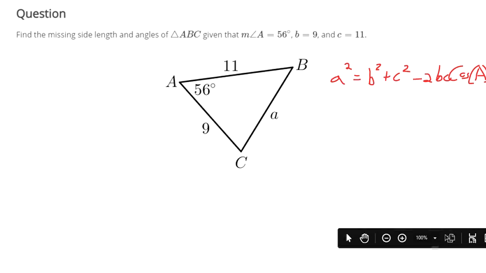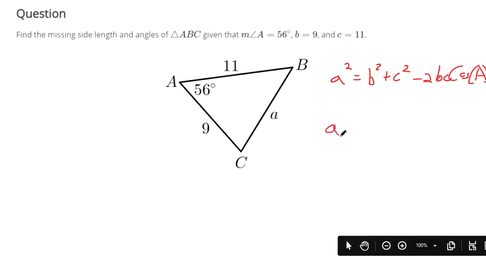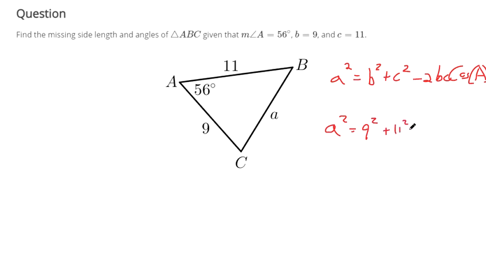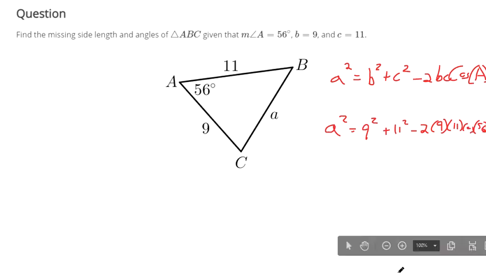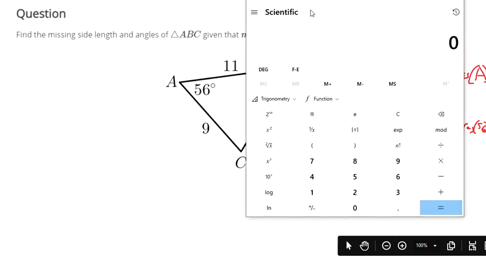Okay, I think that's everything we need. So a is something we don't know. b is 9, c is 11, minus 2 times b times c. Cosine of A, we have 56. So when I punch this in my calculator, it says cosine 56. I'm going to start with that first.